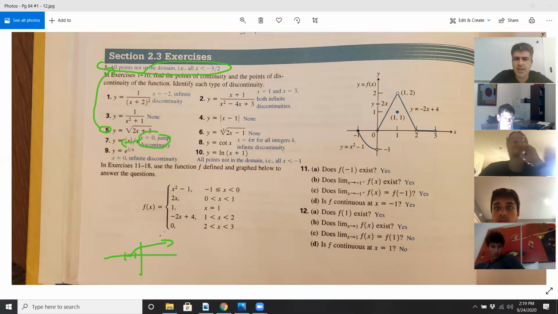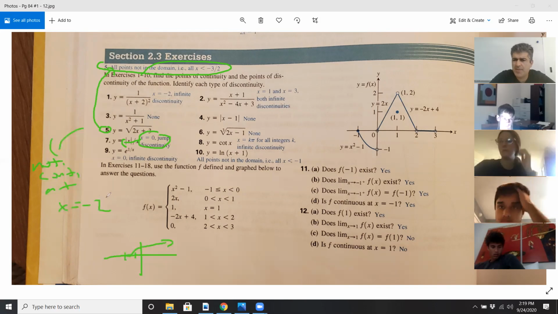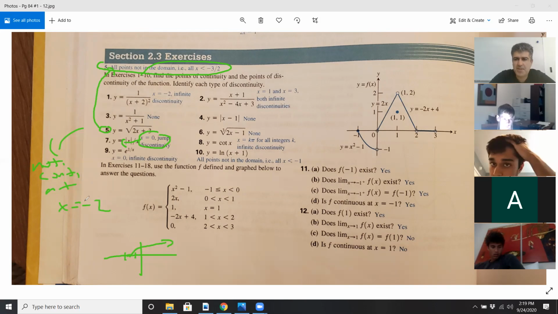So all they're saying is that you're not continuous on x values that are not part of the domain, which, of course. If you're not part of the domain, you're not continuous there because you have to exist to be continuous. For example, number 5 is not continuous at x equals negative 2. Well, of course, because it's not part of the domain. f of negative 2 does not exist.